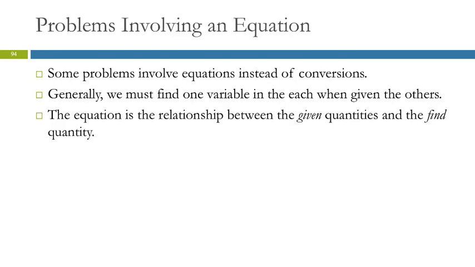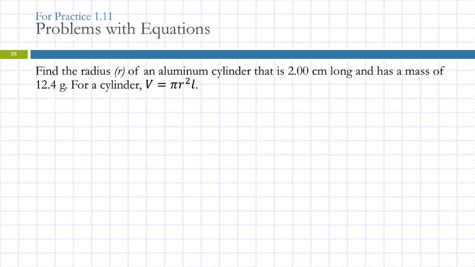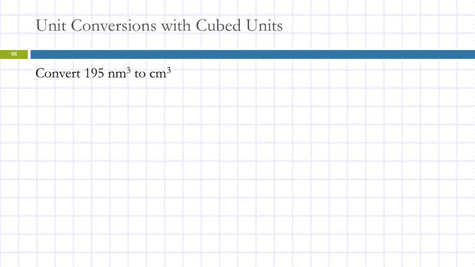Problems involving an equation. Some problems, like temperature conversions, you have to use an equation. Others, there's no equation. And sometimes you have a choice, like with some density problems. You could use the equation or you could use dimensional analysis. Personally, I think dimensional analysis, if you have a choice, is always the best way to go. And I'm not going to do those.